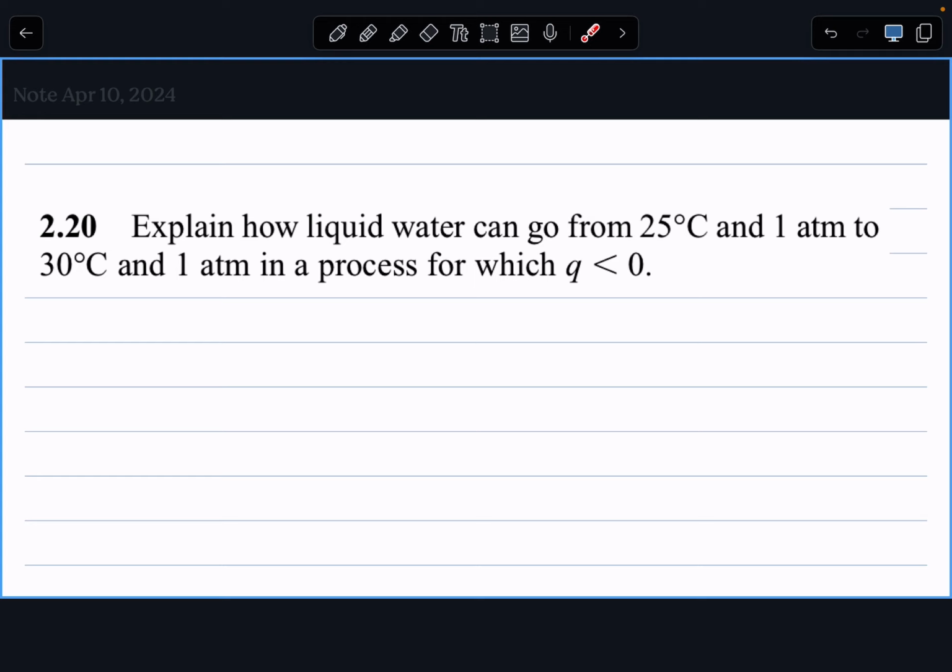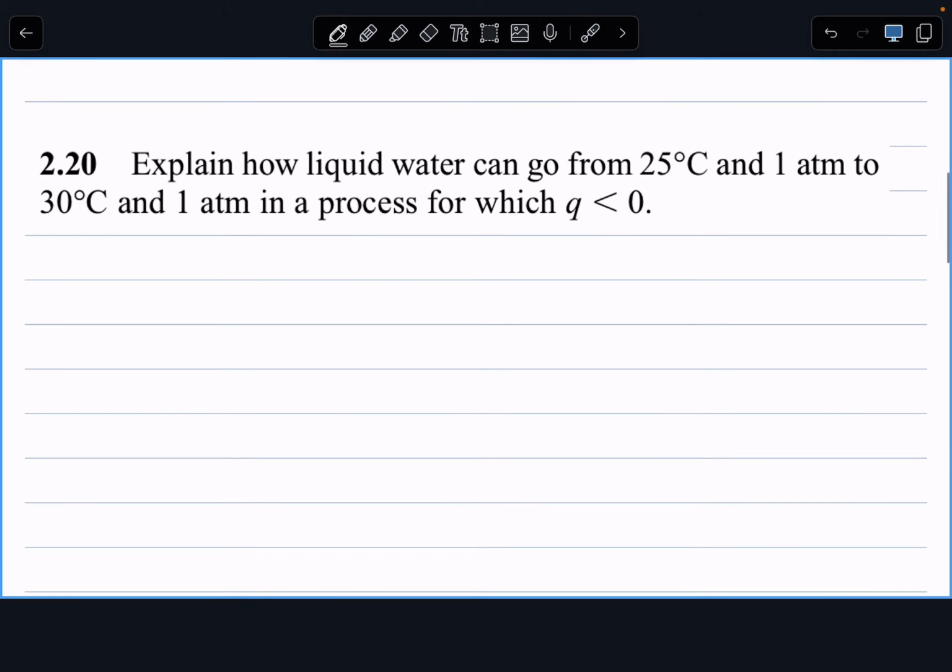All right, so this one is more like thinking about what exactly it means when we say define a process where heat is negative. What we can do is write out an initial state, say 25 degrees Celsius, and while pressure is the same, I'm just going to leave it out. And final state, 30 degrees Celsius.